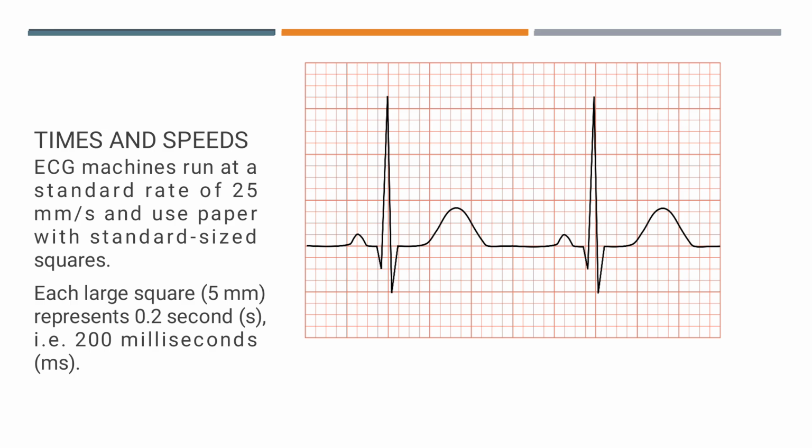Now, before reading an ECG, it is very important to know the times and speeds of an ECG. ECG runs at a standard rate of 25 mm per second. Each large square represents 0.2 second and each small square represents 0.04 seconds. That is the basics of the ECG from which you interpret it.